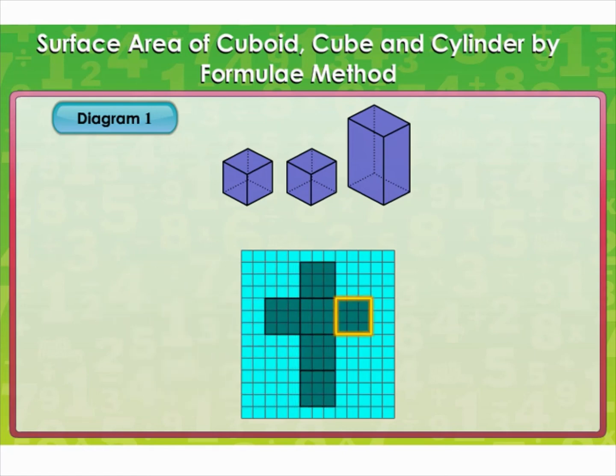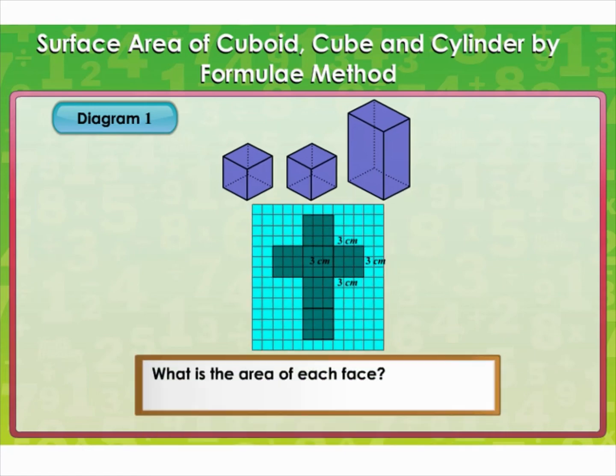How long is each edge of the cube? Each edge is 3 centimeters long. What is the area of each face? The area of each face is 3 centimeters into 3 centimeters. That equals 9 square centimeters.